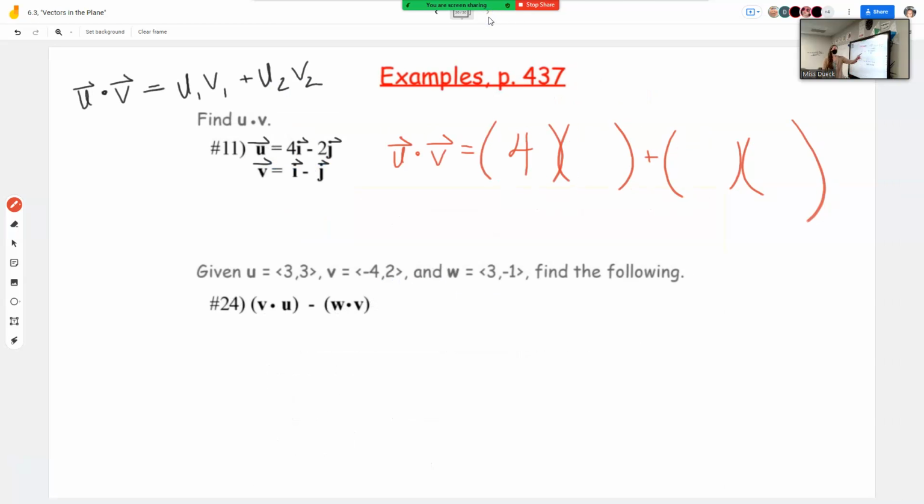And if you would rather, you could also think about this guy as 4, -2, right? Vocab time: what's this guy called? Component form. And what's the I's and J's? Linear form. Linear vector form.